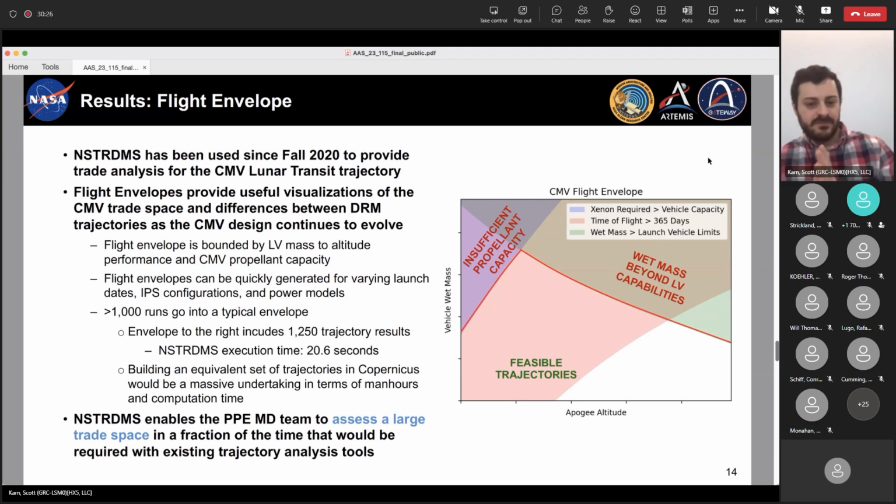But critically, there's 1,250 solutions in this plot, and for some of these flight envelopes, we do more. Rarely do we do less. This 1,250 is kind of the minimum. But NSTRDMS executed all of those results in 21 seconds, which is just completely infeasible otherwise. If you were to do this in Copernicus, it would take you multiple days of just computation time to develop 1,250 trajectories. And it would likely be a multi-week effort to sit there and actually run all of those. So being able to do it in under a minute is a significant increase. But that kind of shows the capability of NSTRDMS to assess very large trade spaces very quickly.